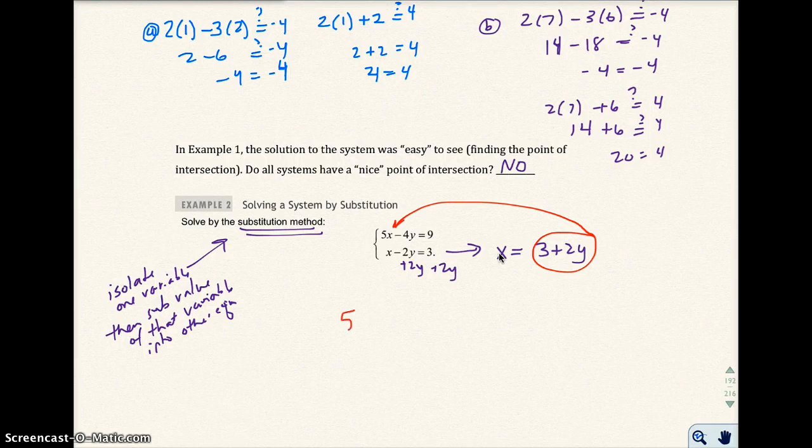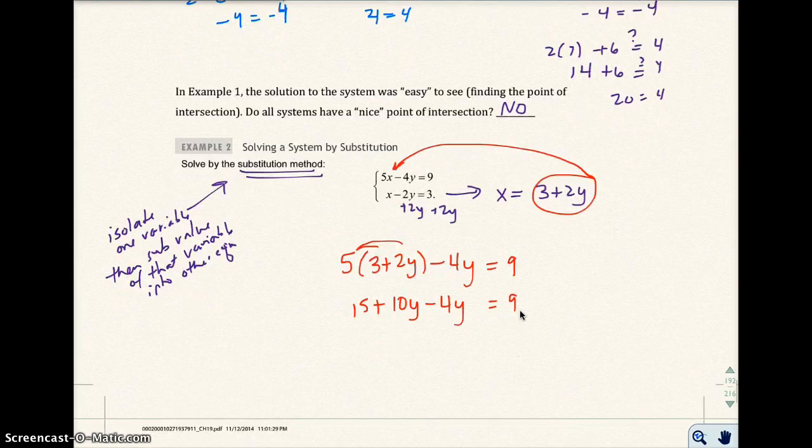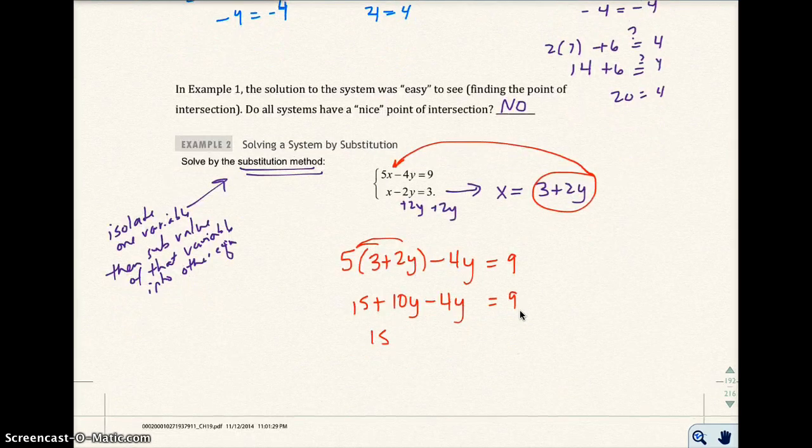That becomes 5 times (3 plus 2y) minus 4y equals 9. Now put this into here. It becomes 5 times all that, and then minus 4y equals 9. And notice how I come up with a new equation. The equation only has y as an unknown. So let's solve this equation. I get 15 plus 10y minus 4y equals 9. So I get 15 plus 6y equals 9.